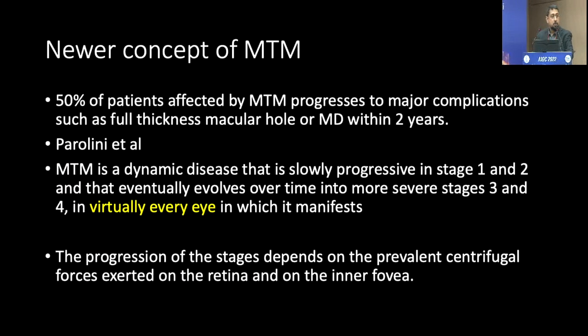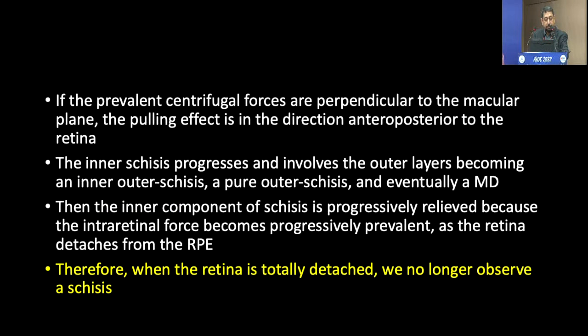So the newer concept of MTM is that all these things are not separate. It is a continuum, starting from localized schisis to more extensive schisis to detachment to macular holes to retinal detachment. So it's just something waiting to happen. The time frame can be up to say 5+ years. So therein lies the concept of whether it has to be treated.